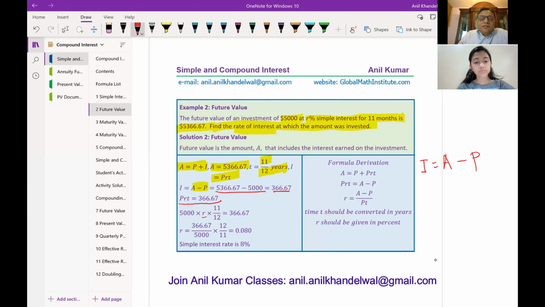Now, let us look into the compound interest concept. Is it okay? Okay.